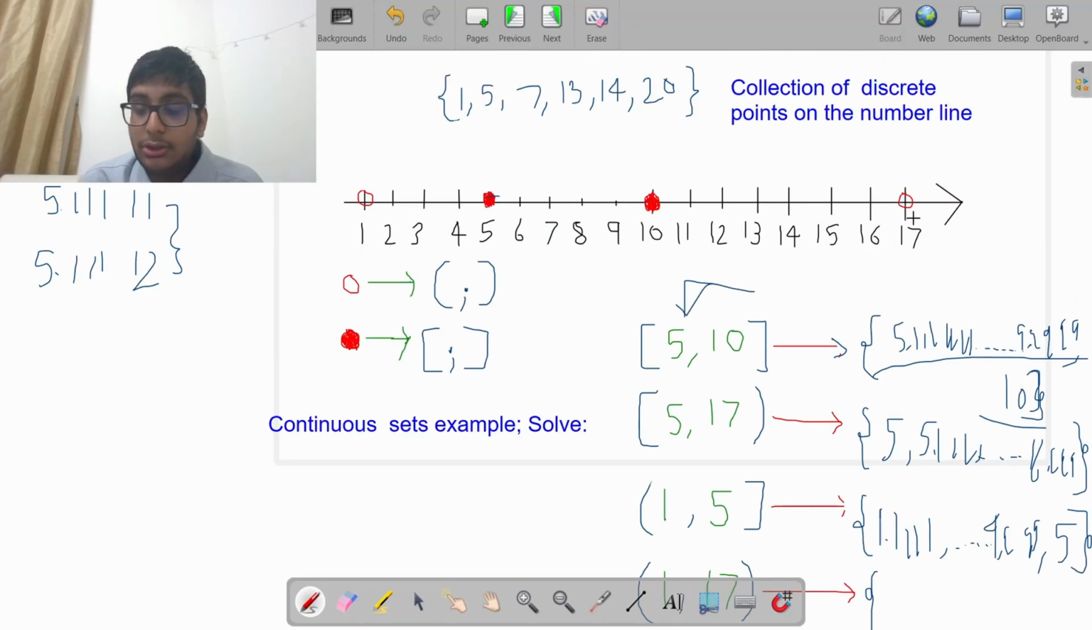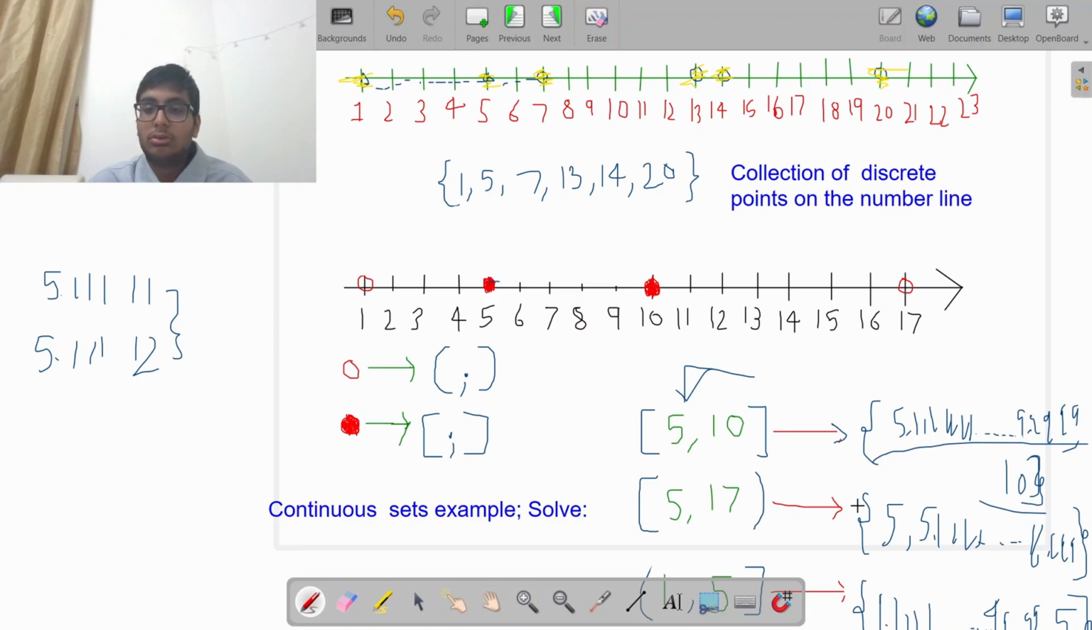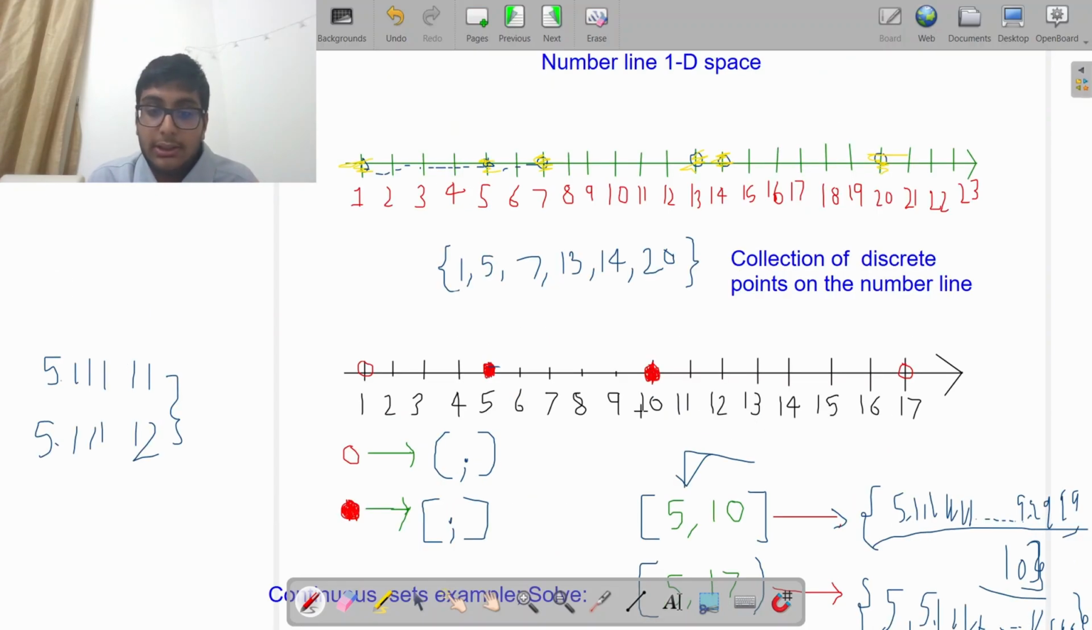17 isn't included. So both of them aren't included, which means we go from 1.111 to somewhere about 16.999. Finished. That's all you need to know. Continuous and discrete, these are the differences.